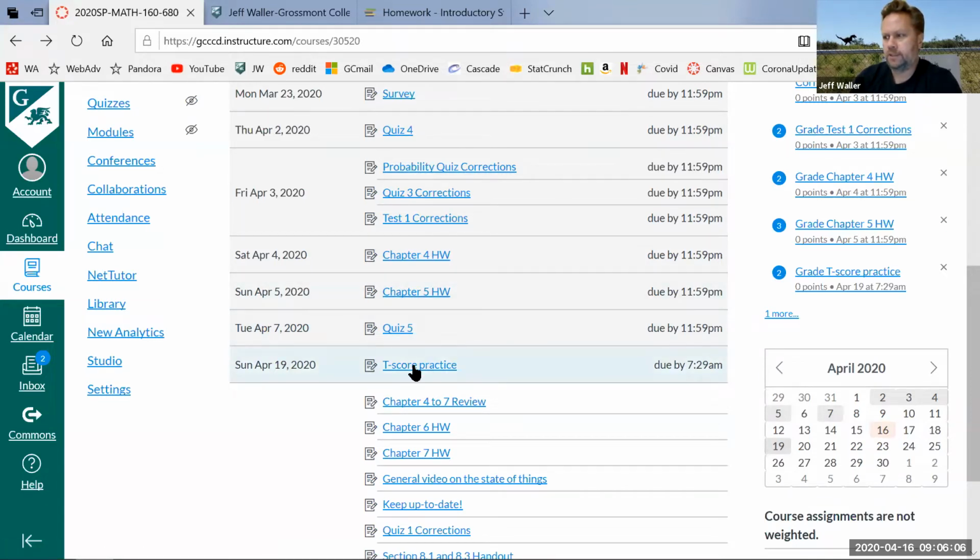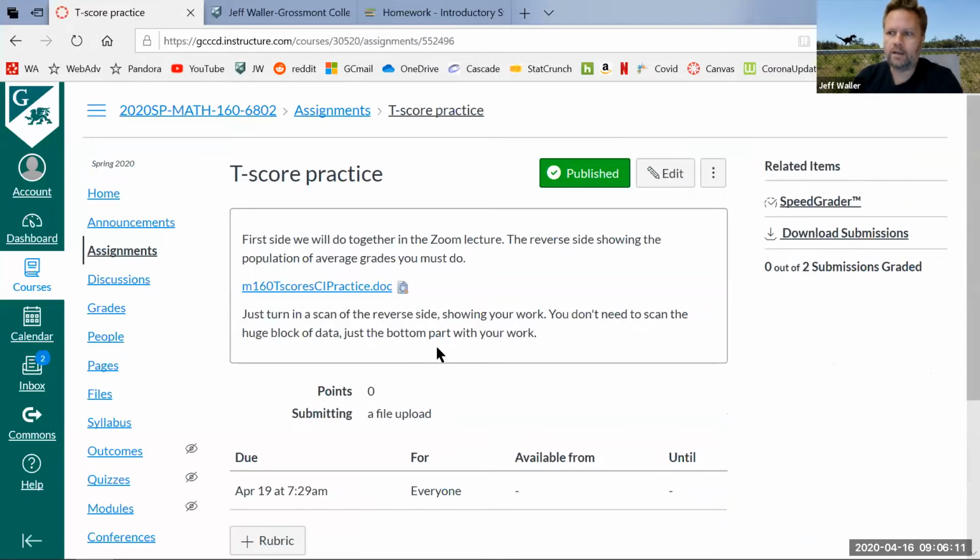All right. So T-score practice. It originally had a due date of like 2 days ago or something evil. So I'm sorry about that. I had put it for my other class, changed their due date, and then forgot to change your due date. This is the one, let me see if I have it down here.